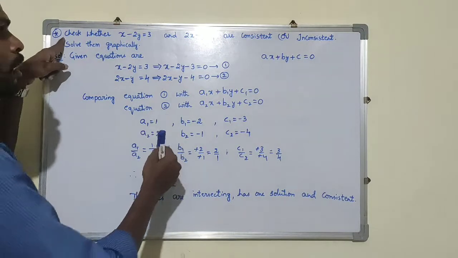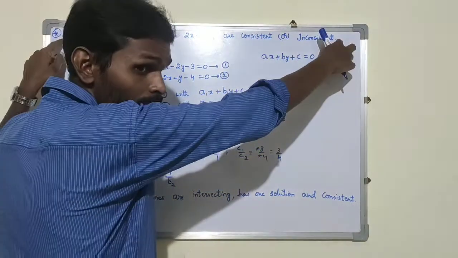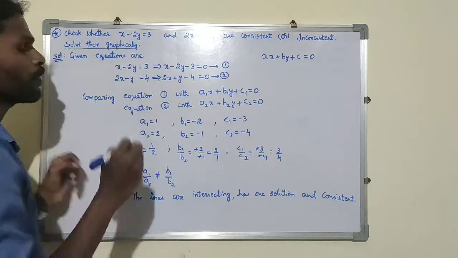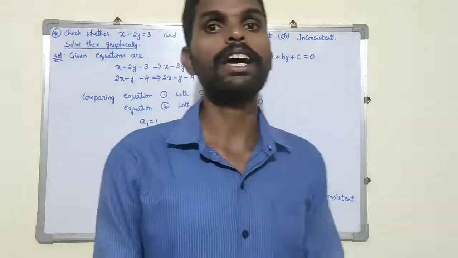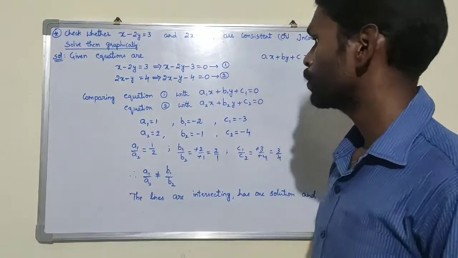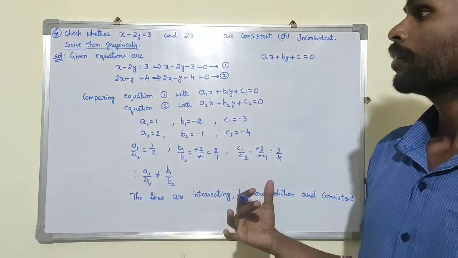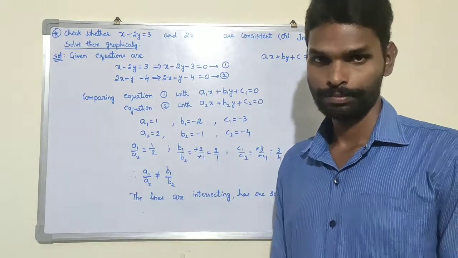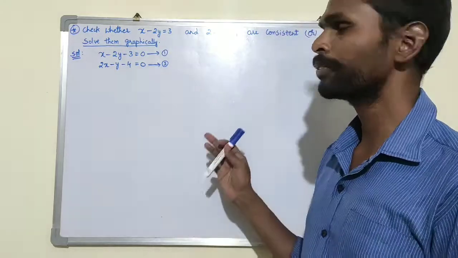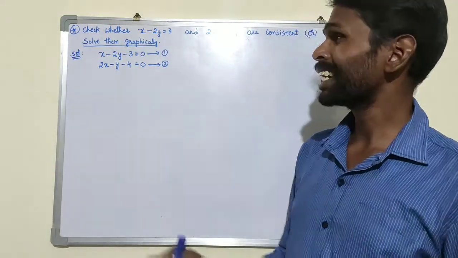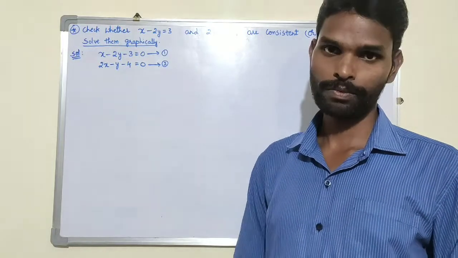See, we completed up to this part. But what about this part? Solve them graphically. You need to find the solution using a graph. So, this is about the first part. Now, we are going to graph. That was about how to find out whether the given equations are consistent or inconsistent. Now, our task is to find the solution using a graph.